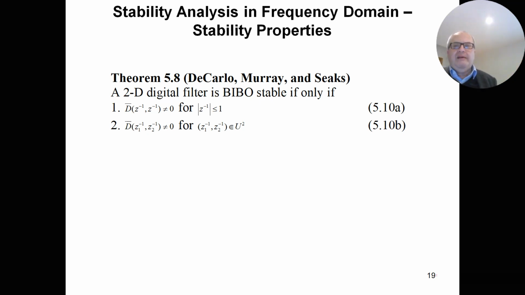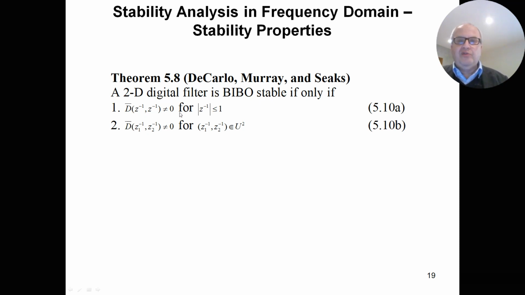Bounded means the signal must be in a zone like this, must be a bounded signal. So a two-dimensional digital filter is BIBO stable if and only if you have this. This is the formulation of De Carlo, Murray, and Sykes. D, always the D is the denominator, the polynomial in the denominator. We have this. Here we replace Z1 and Z2. This is not a typing error. Instead of Z1 and Z2, we use the variable Z.